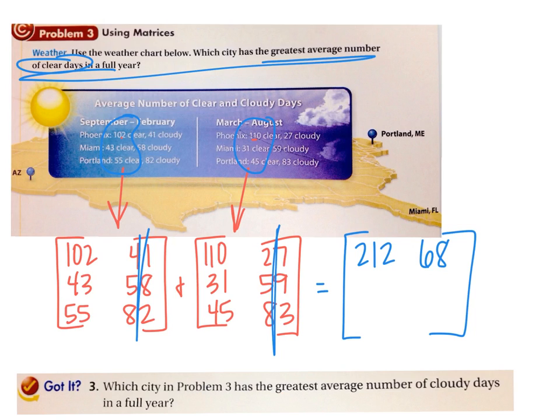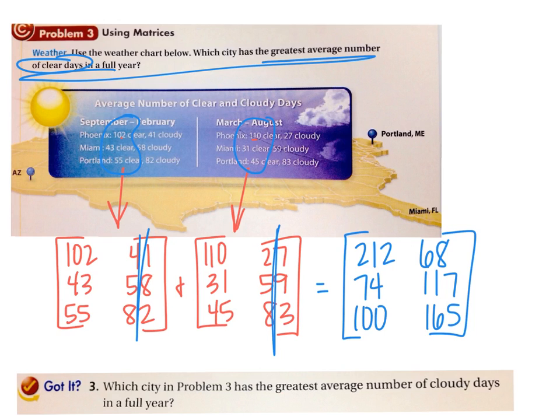So it's going to be 74. And then 58 plus 59 is 117. Because 50 plus 50 is 100. And 8 plus 9 is 17. 55 plus 45 is 100. 82 plus 83 is 165.